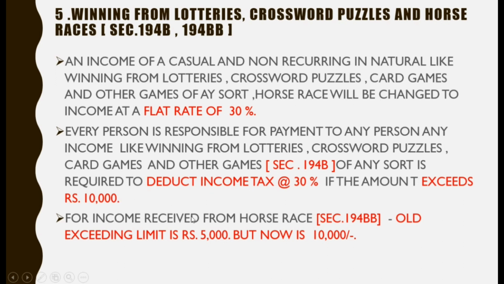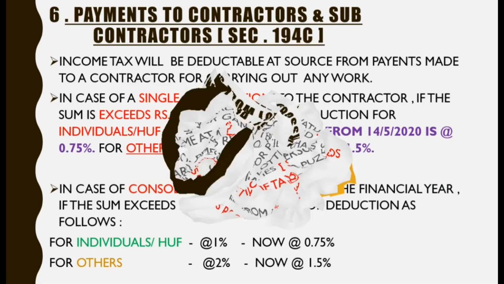According to the old rule, for income received from horse races, the exemption limit is 5,000. But now it is also 10,000. It should be mentioned in these two sections, section 194B and 194BB. Here it is clear that the TDS percentage is 30%.